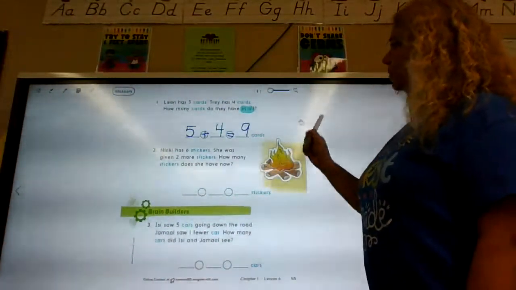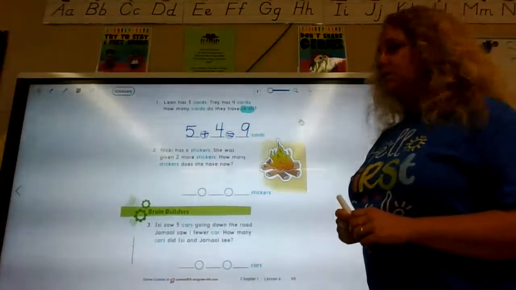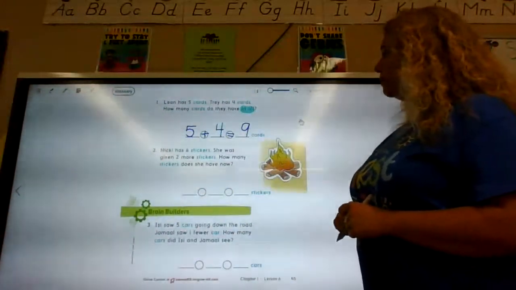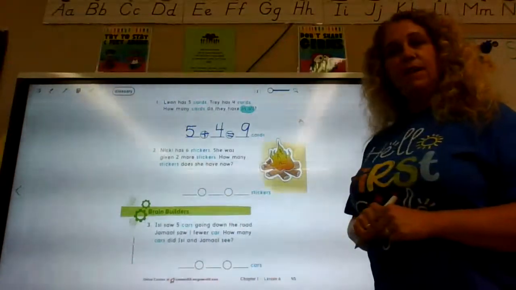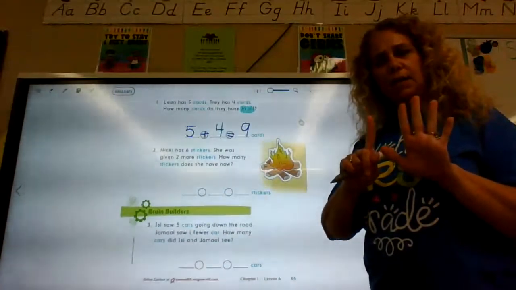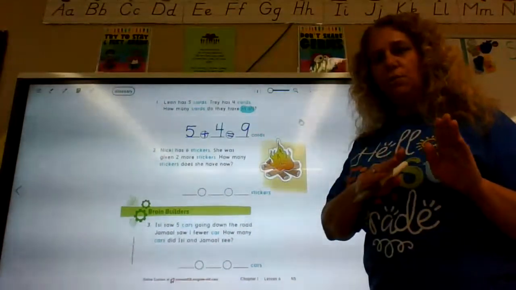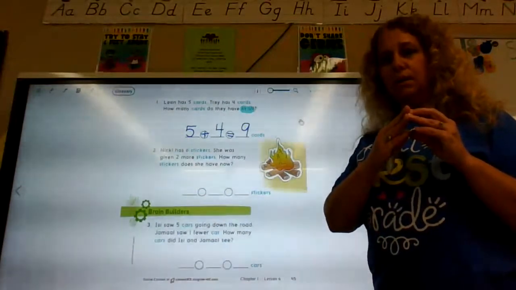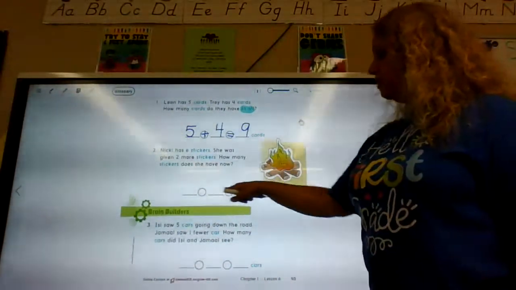This is a sticker. Nikki has 6 stickers. She was given 2 more stickers. How many stickers does she have now? So are we going to put them together? If she had 6 and she gets 2 more, are we adding those 2 more to her 6? Yes. So write your number sentence here.